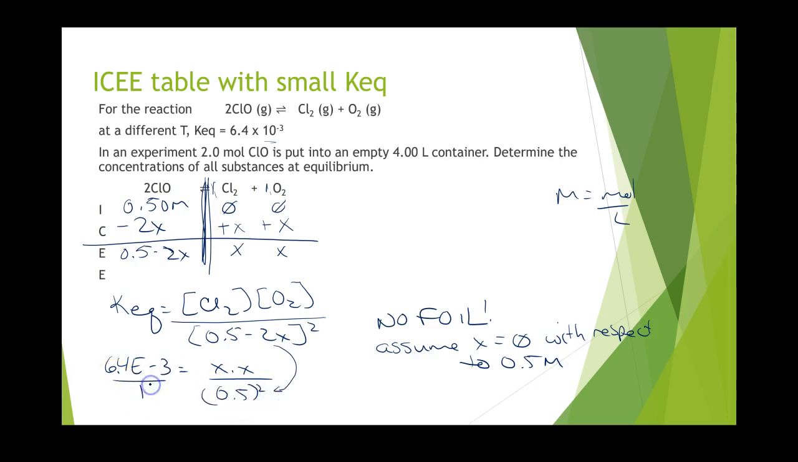So when I do this, and I'm going to cross multiply, I get x squared equals 0.0016. I get x is 0.04 molarity. So this is 0.04, 0.04, and this is essentially 0.42. It doesn't change very much. Okay, so we're not going to worry about it too much.